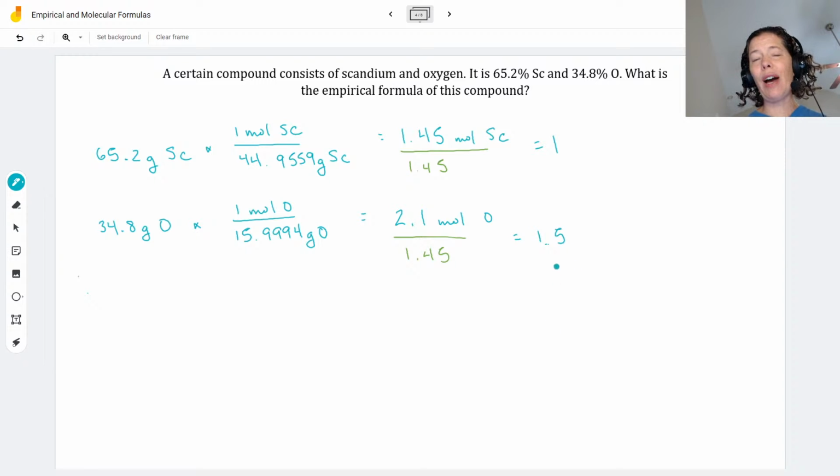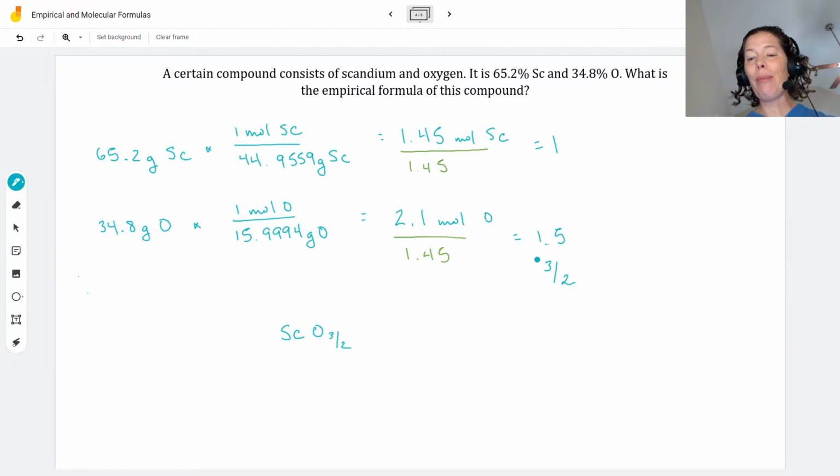So 1.5, if I were to write that as an improper fraction, that is 3/2. And of course, I could write scandium, oxygen, 3/2, but you can look at that and say, no, that's not right. That is not your lowest whole number ratio. So how do we deal with this fraction in here? How do we deal with this half?